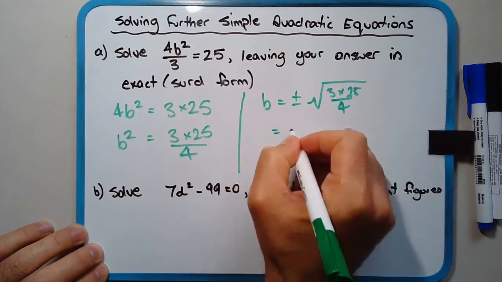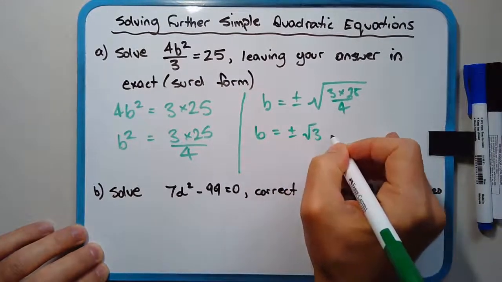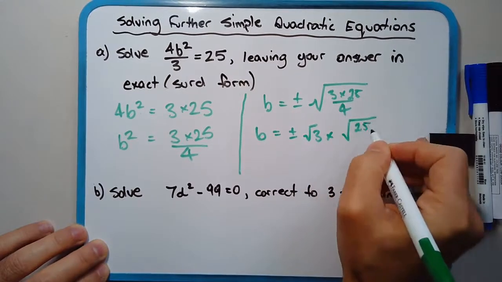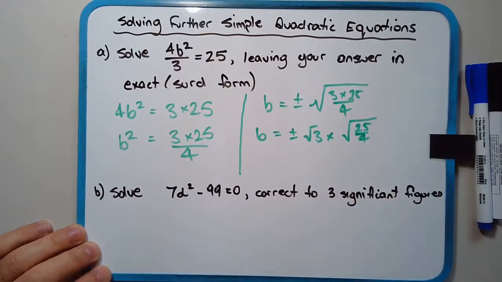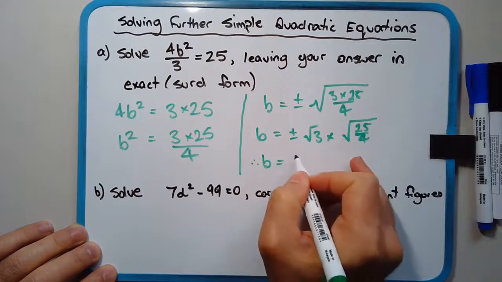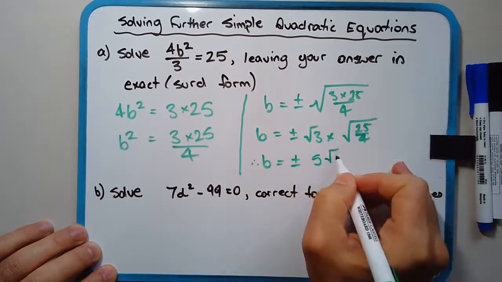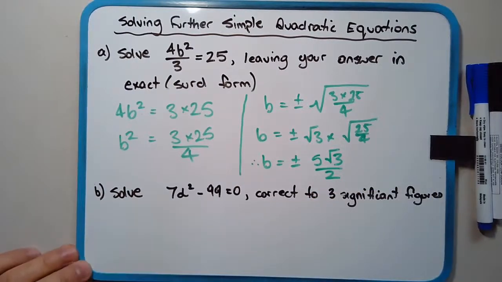Which is really just plus or minus root 3 times the square root of 25 over 4. And 25 on 4 is simple enough, which is just 5 on 2. So therefore b is equal to plus or minus 5 root 3 over 2. Now for part B, 7d squared minus 99 equals 0.